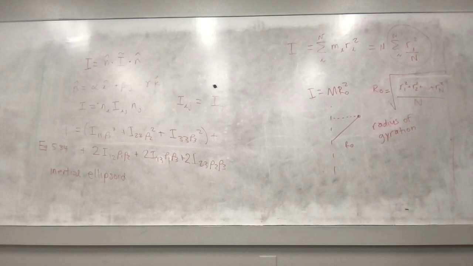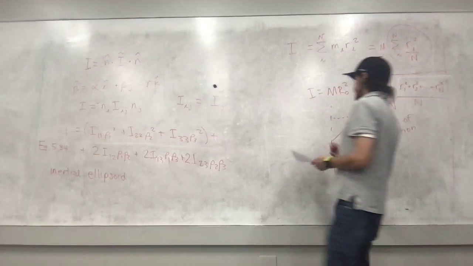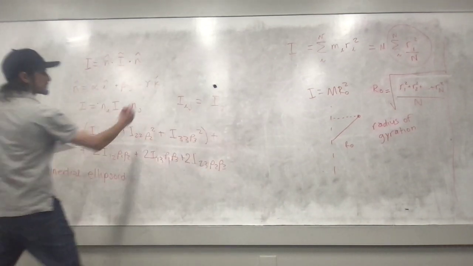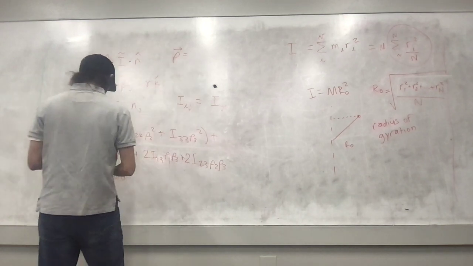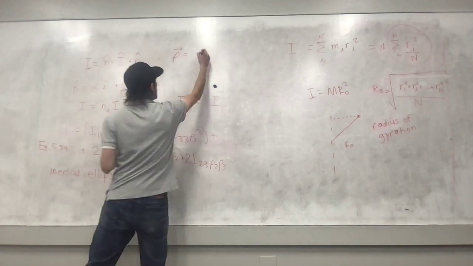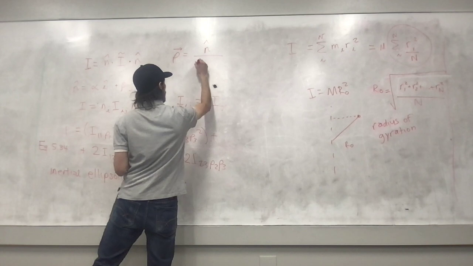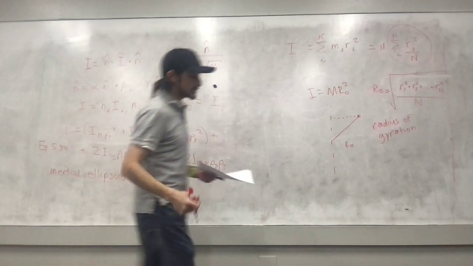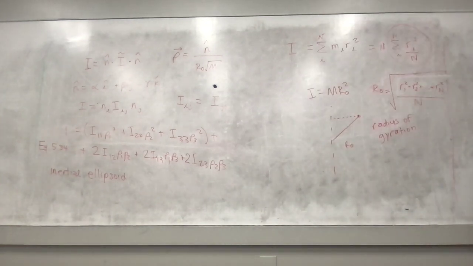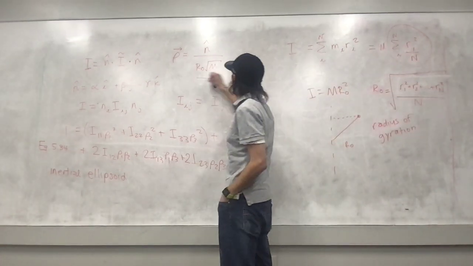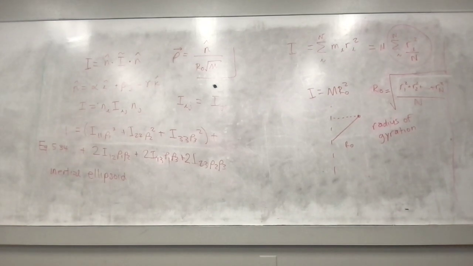So, if you wanted, you could write the vector rho in terms of the radius of gyration. This form is useful because if you have an effective R0, you can substitute other things that you want in there, like the total energy or the magnitude of the moment of inertia, things like that.